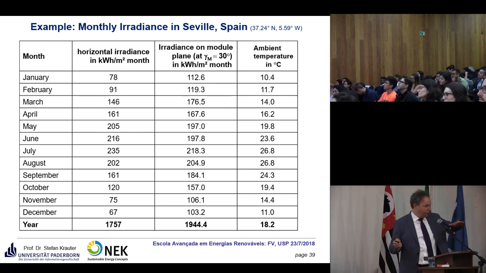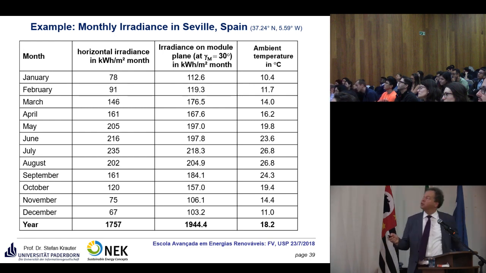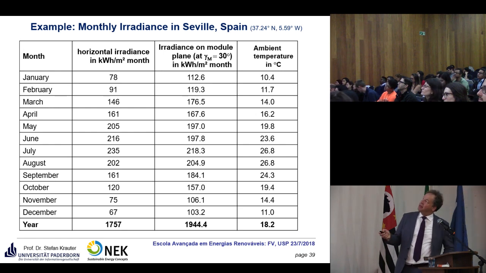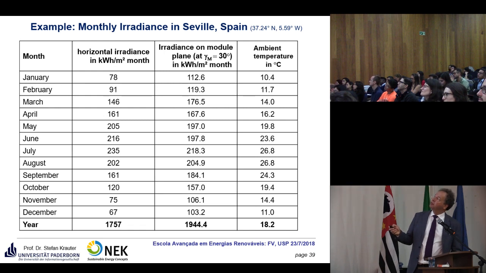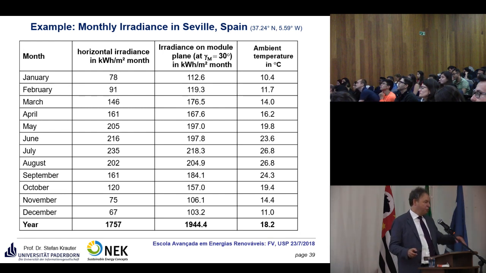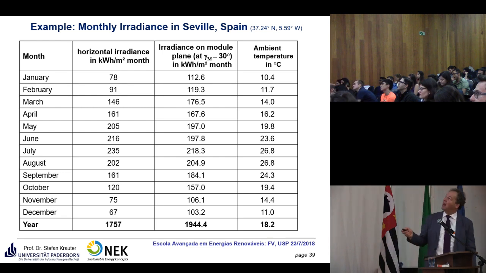So if you tilt the model from horizontal up, gamma m, the elevation angle of the model, to 30 degrees, then you increase up to 112.6 kilowatt hours per square meter. This is a significant increase, almost 50%. And if you go to summer, the sun is already quite high, so horizontal is really not bad. If you incline the model, the irradiance is a bit lower, because it would be better to keep it horizontal. But to equalize the whole thing, it's quite good to incline it by 30 degrees.